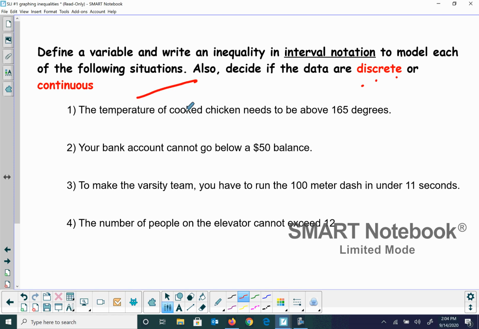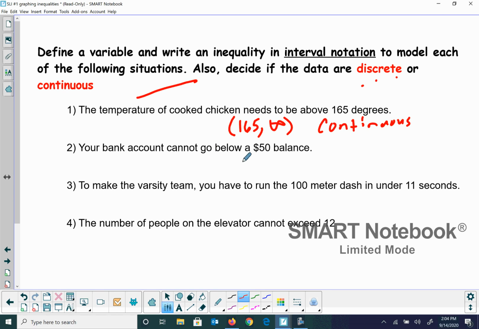So it says the temperature of a cooked chicken needs to be above 165 degrees. So it's going to be 165 up to infinity. Really, we wouldn't cook chicken up to an infinite temperature. It's a rounded bracket because we need to be above 165. And this would be continuous because I could have 165.2, 165.3. So continuous would be what we do there. We have the decimal amounts in between.